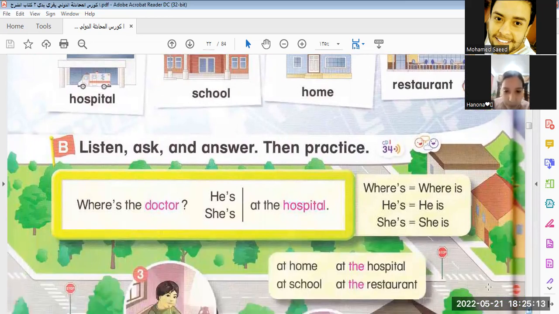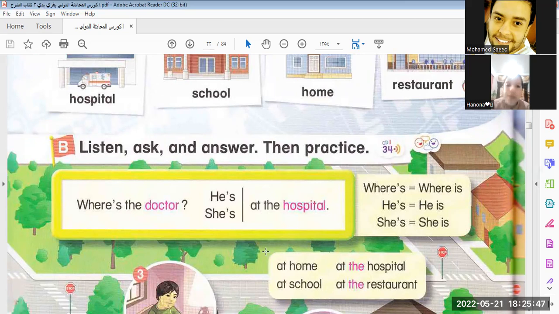When I ask you, where is the doctor? Where is your father? Where is your sister? Where is your mother? I want from you to tell me about the place, like hospital, school, home, dining room, kitchen, bathroom. Where is the doctor? He is at hospital, or she is at hospital.